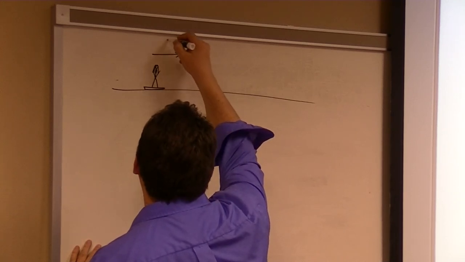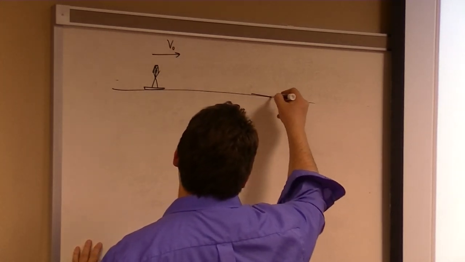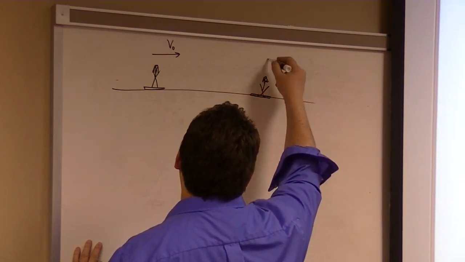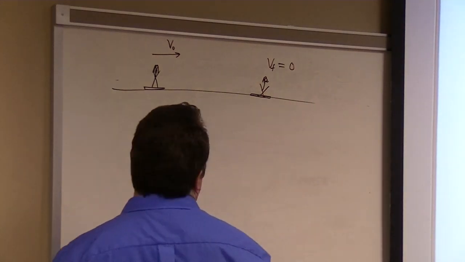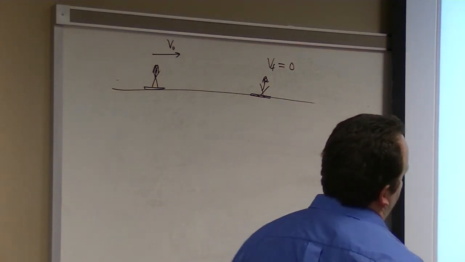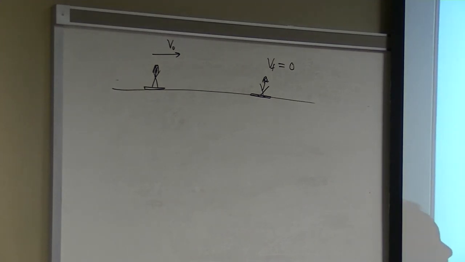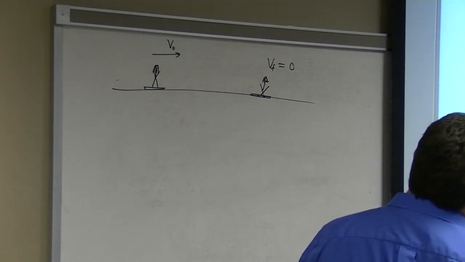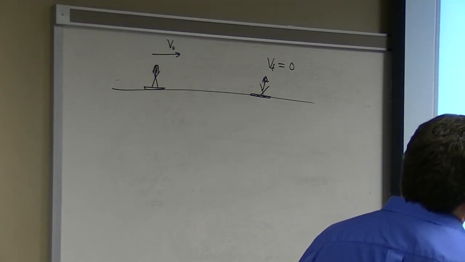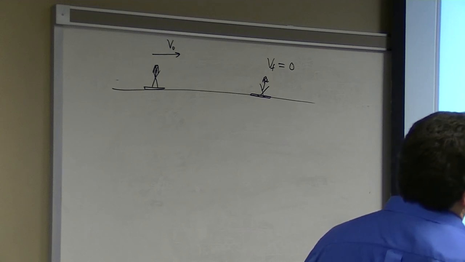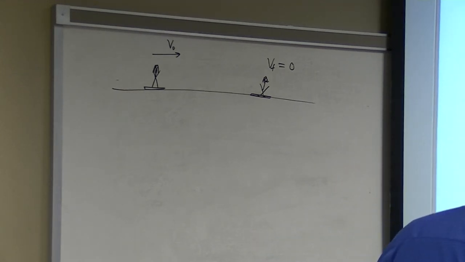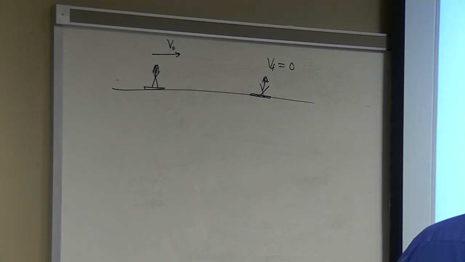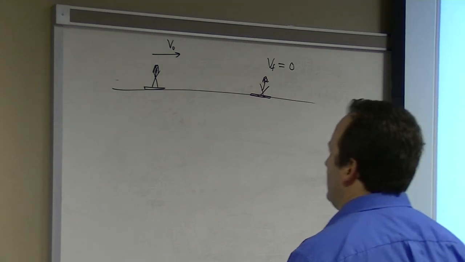Initial speed, v naught, final speed. Straight line. Vf equals zero. What's going on here? Long, rough, horizontal, so kinetic friction. Anything else? Am I supposed to figure out how far it is? I feel like I don't know enough. Oh, I do know enough.